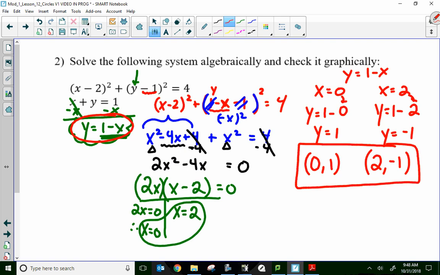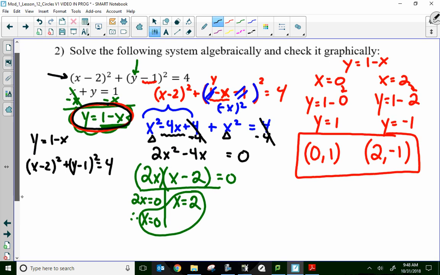It says to check this graphically. I will do that. And I will not do too much of the explanation because we just explained it for the last problem. I've got to set both my equations equal to y. y equals, and I already have my linear one. y equals 1 minus x. So I need to set this equal to y. Well, let's do that. Okay, so I've got x minus 2 squared plus y minus 1 squared equals 4.